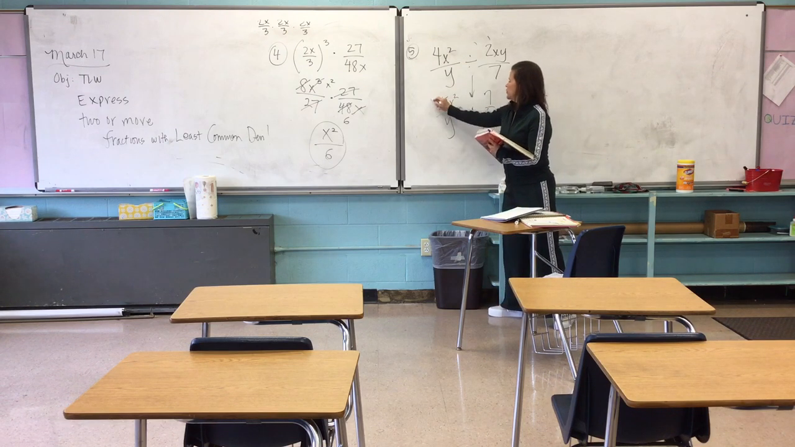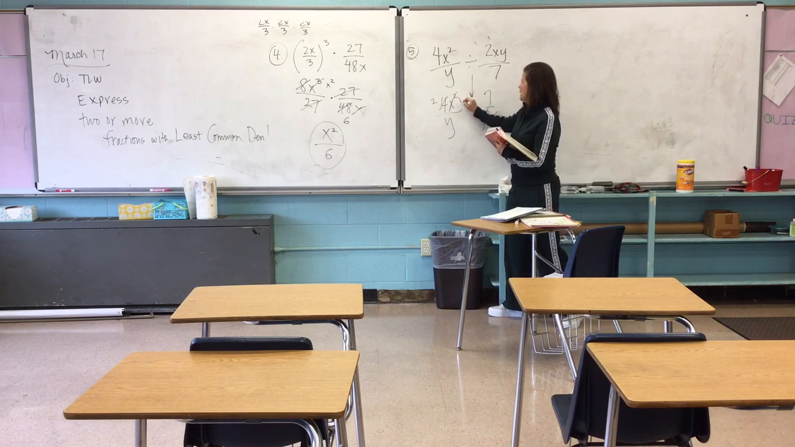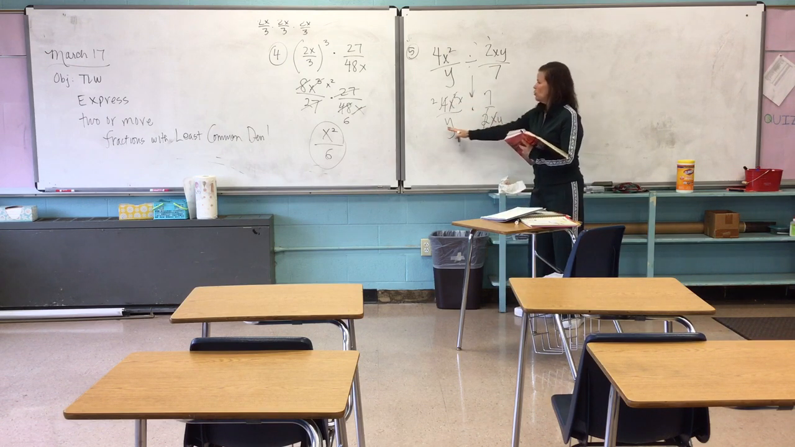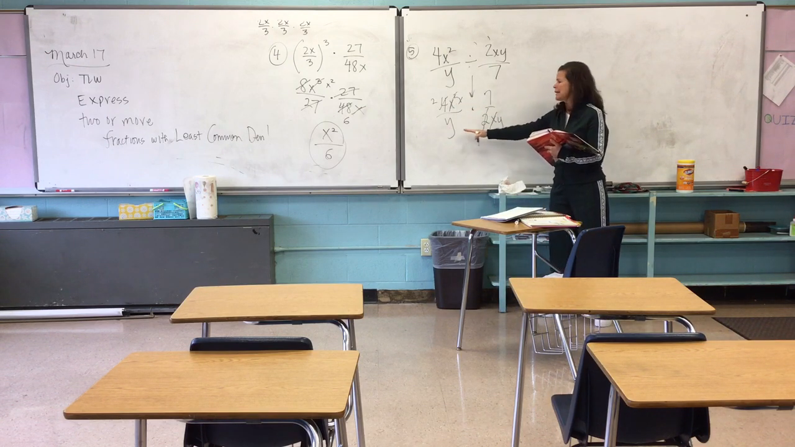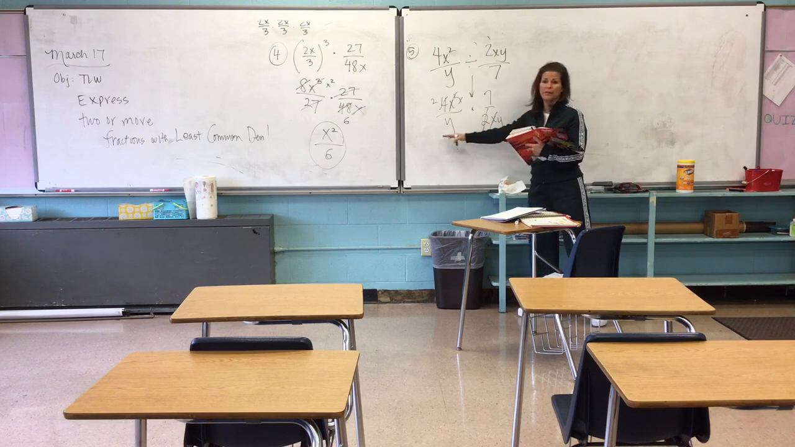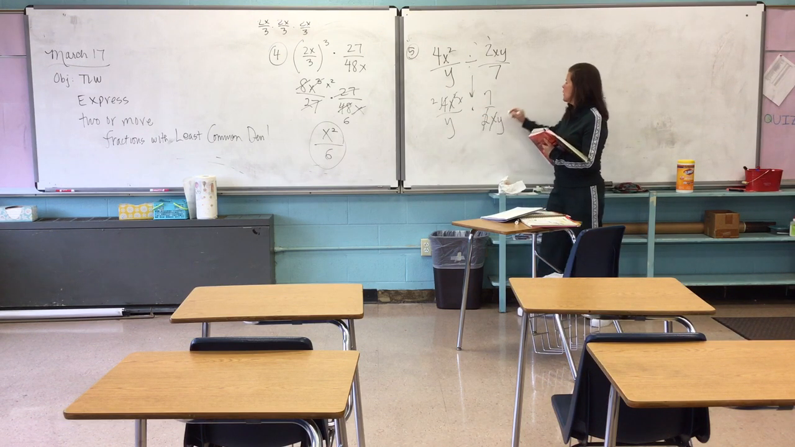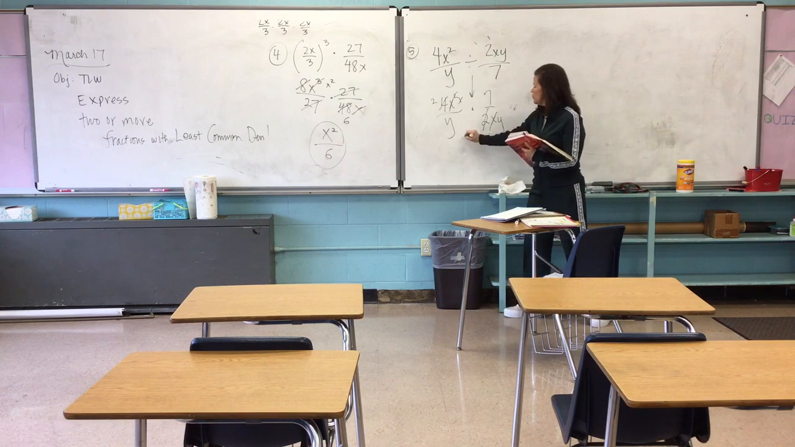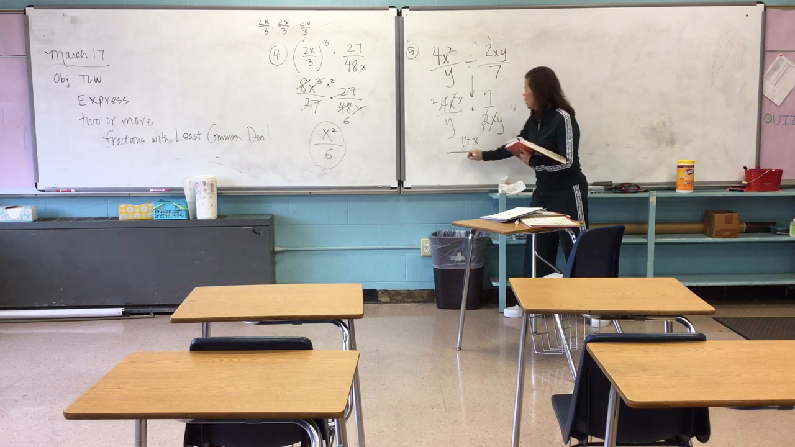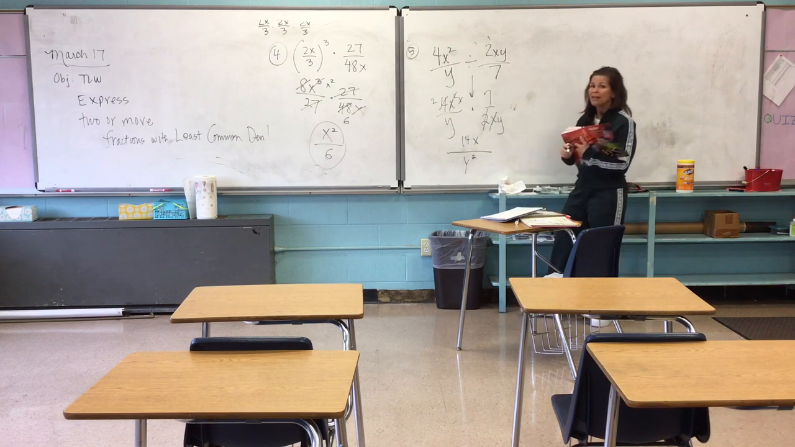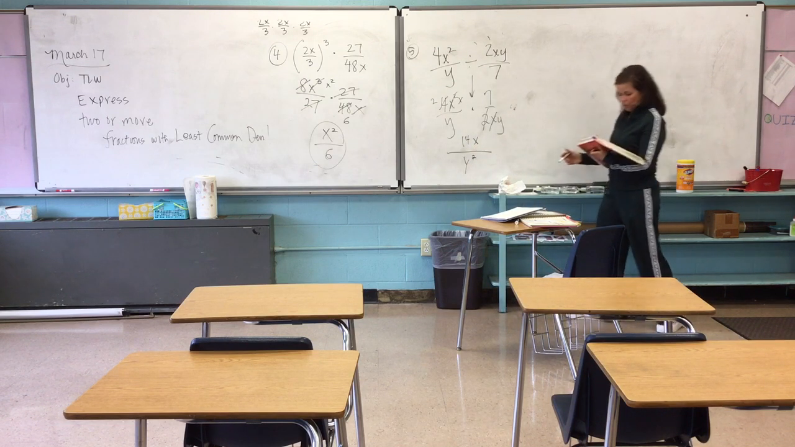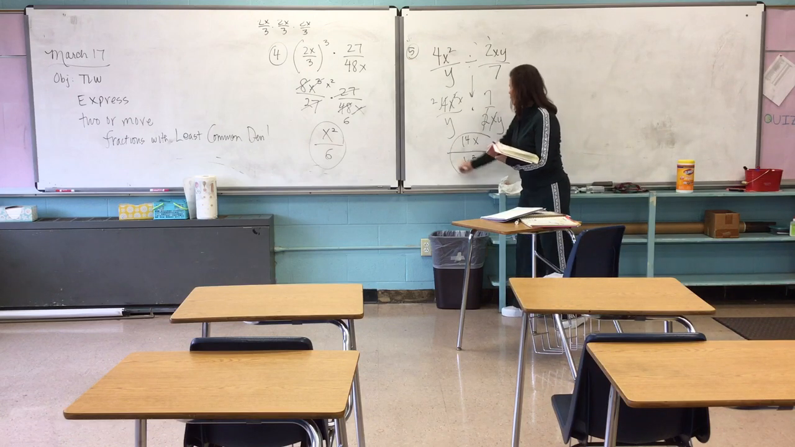2 goes into 4 2 times. This x and this x. The y's do not cancel. Shaylin, do not cancel the y's. Don't cancel. They're on the same level. They can't be canceled. So we should have 14 x over y times y, which is not 2y, it's y squared. So 14x over y squared.